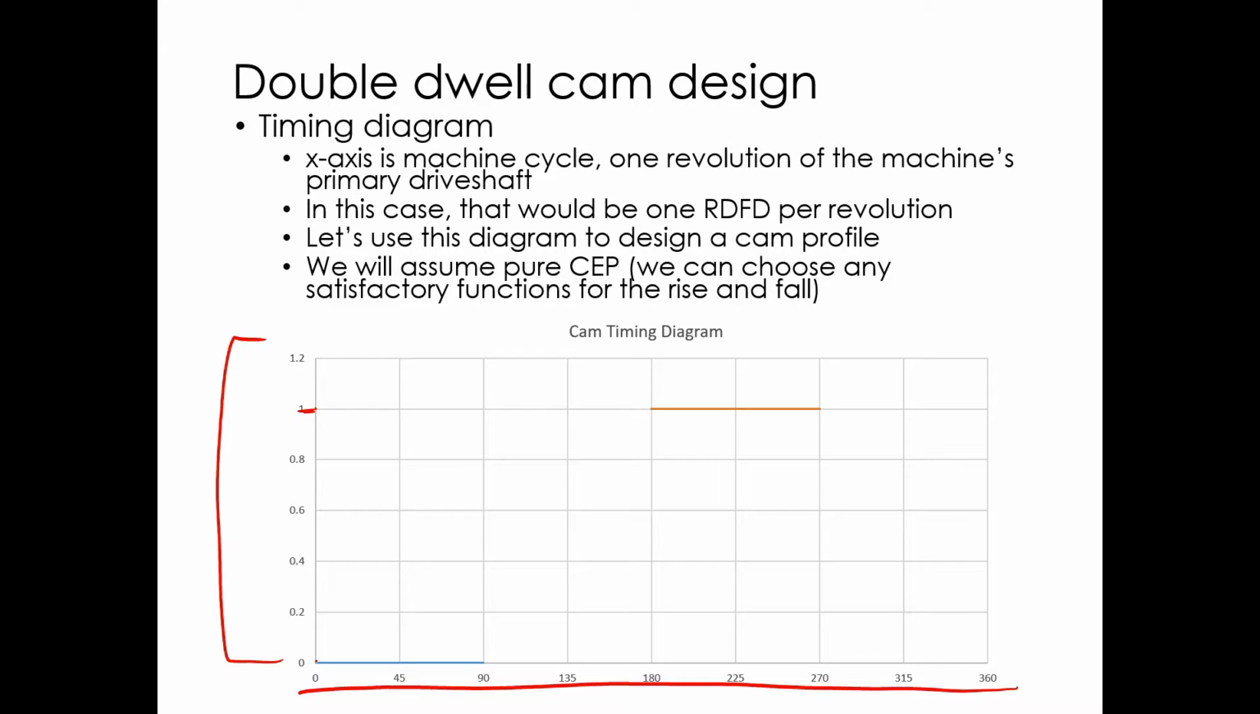So for this cam, we want it to be at 0 height, on the base circle radius, for 90 degrees. We want it to rise for 90 degrees. We want it to be fully at the maximum amount of rise for 90 degrees, and then we want it to fall back down to the 0 position over 90 degrees. So it's going to be 90 degrees of dwell, 90 degrees of opening, 90 degrees of dwell, 90 degrees of closing, and then repeat. And we want to connect the dots with this.